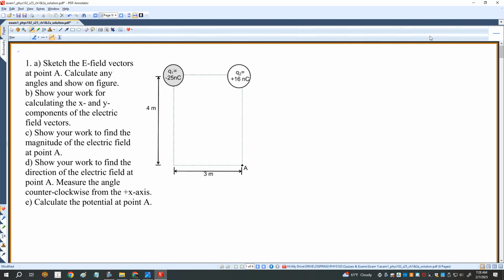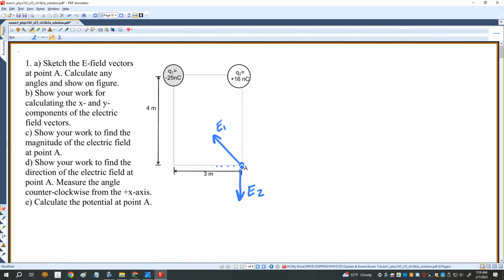Okay, this is the spring 25 exam. Here we start. We want to know the electric field vectors at point A. I'm going to start just by drawing those vectors. E1 is going to be in that direction, and then E2 will be in that direction.